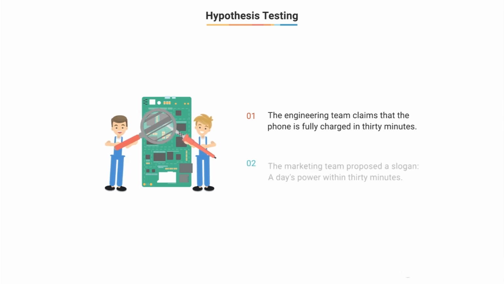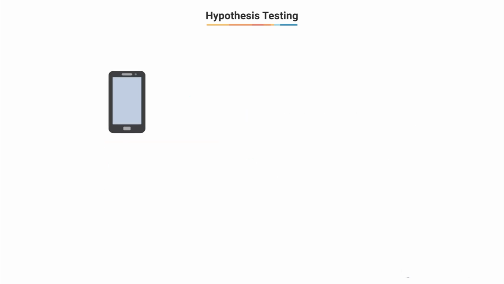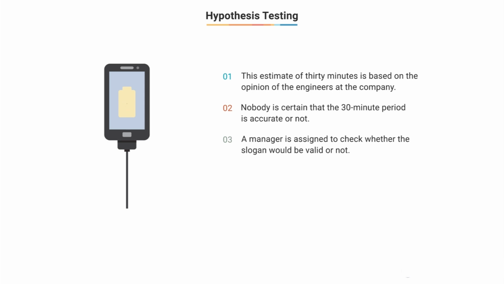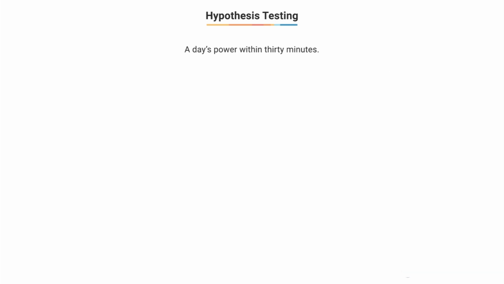Based on this finding, the marketing team is planning to come up with a slogan that is a day's power with 30 minutes. Now you know that this value of 30 minutes is purely based on the popular sentiment among the company's engineers, and nobody knows for sure if this 30 minutes is a valid number or not. You also learned from the office that one of the managers was assigned to check if this slogan would be valid, but when he picked up the Max phone, he found that it took 33 minutes to fully charge. So does this mean that the slogan is invalid?